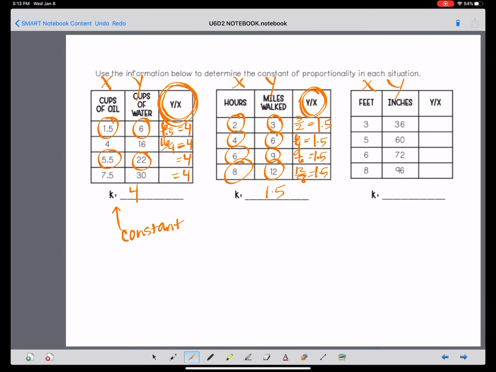as your constant. And the very last table, let's do 36 divided by 3, and you will get 12. Let's do 60 divided by 5, and you will get 12. 72 divided by 6 gives you 12, and 96 divided by 8 also gives you 12. So our constant will be 12.